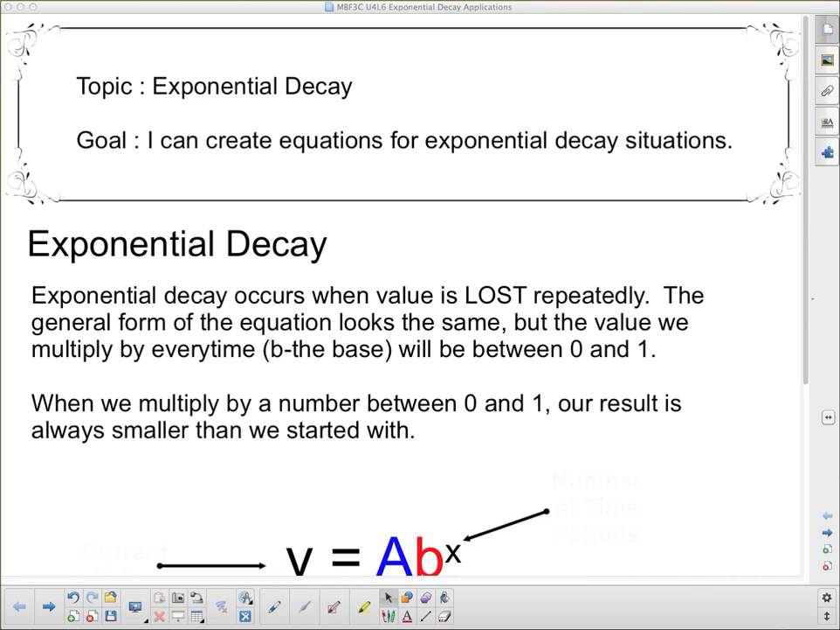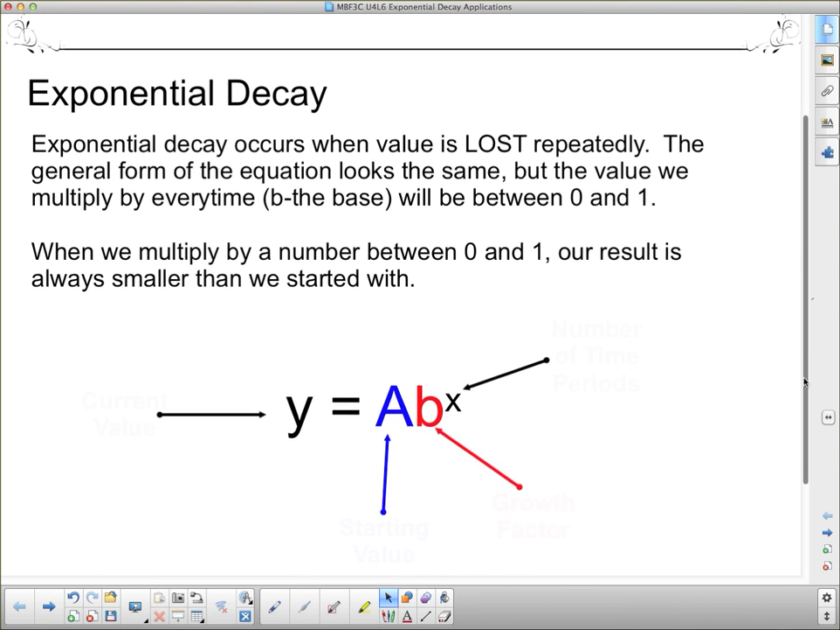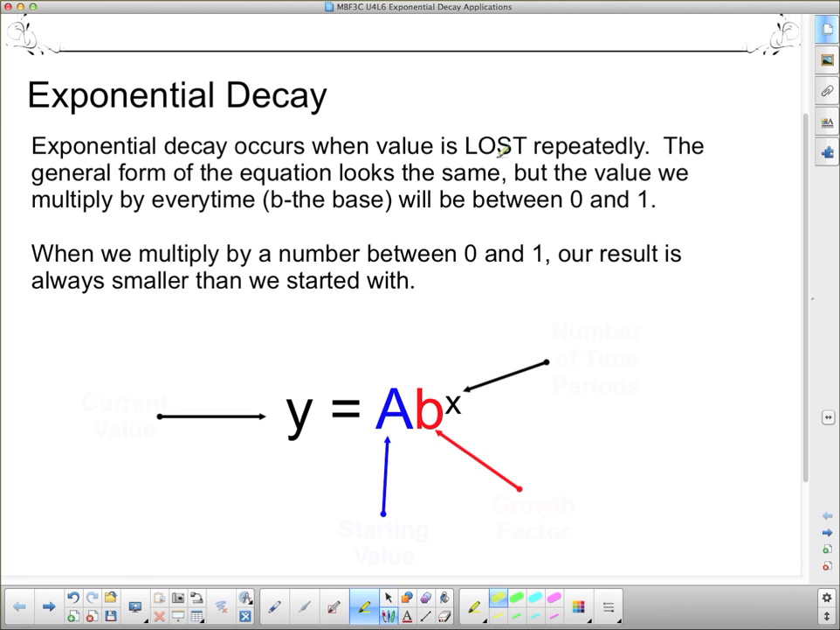Now exponential decay is actually very close to exponential growth, except that the numbers are getting smaller rather quickly rather than the numbers getting bigger rather quickly. So let's take a look at exponential decay. Exponential decay occurs when value is lost. Let me highlight that. Value is lost repeatedly.